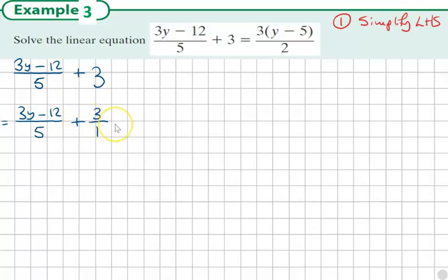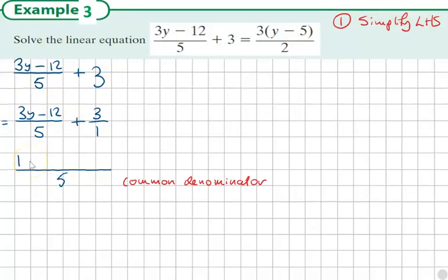Now I'm adding fractions, so I need to get a common denominator. So the common denominator for 5 and 1 is going to be 5. So 5 divides into 5 once, so I'm going to have 1 on top. Multiply by the numerator, 3y minus 12. Bring down the plus. 1 divides into 5 five times. So I have 5 on top, and multiply by the numerator, which is 3.